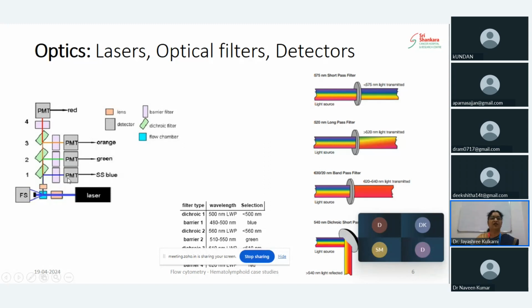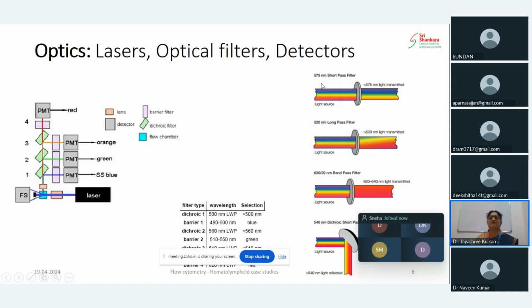So in this way, we use multiple barrier filters which pass only a certain light, say wavelength of 480 to 550, 510 to 550. So based on the wavelength of the light, some light keeps getting out of the filters and getting captured by the photomultiplier tubes. And by this, the various kinds of cells get analyzed.